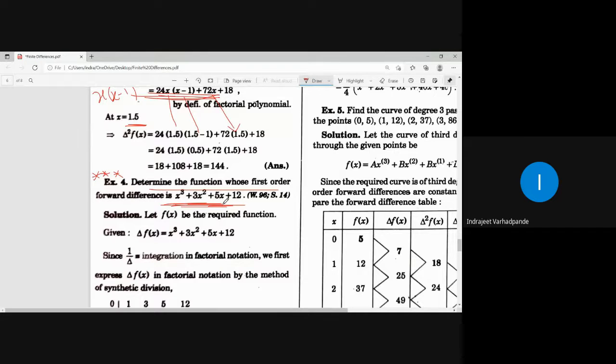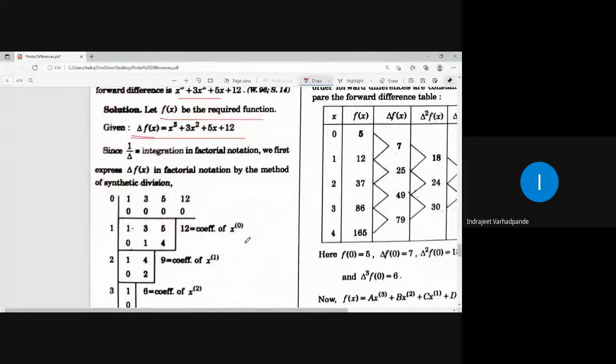But delta and 1 by delta are applied only to those terms which are in the factorial form. Here, though this is delta f of x, it is not in the factorial form. To convert it into factorial notation, I will have to first apply synthetic division and then take the operator and operate 1 by delta. So let f of x be the required function. This is the first order forward difference. So delta f of x will be x cube plus 3x square plus 5x plus 12.